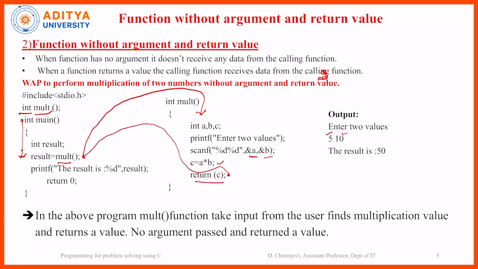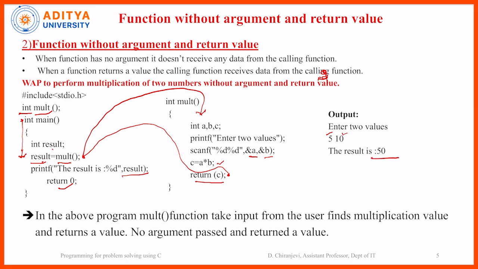Because the function call is holding a value, you cannot print it simply by using the function name, so you need to store it. That's why I declared another variable, result, and stored it there. So the c value, 10 into 5, 50, will be stored in the result variable. Then I printed the result variable. Then when it returns 0, the main function execution is over, and by that time it has printed the result 50.